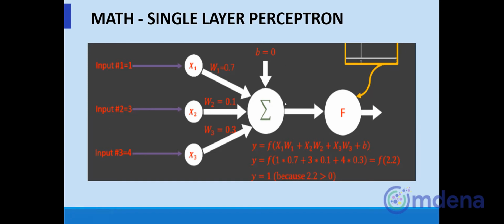Here your activation function can be anything. They usually use the sigmoid activation function, or they use ReLU as an activation function. I'm not going to go in depth on that. This is the basic math behind how a single layer perceptron works.